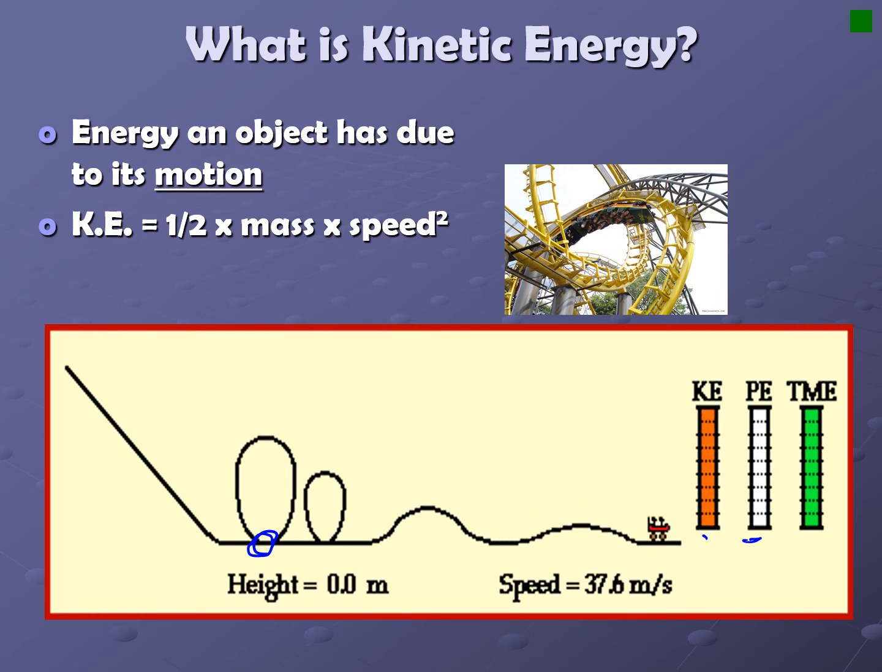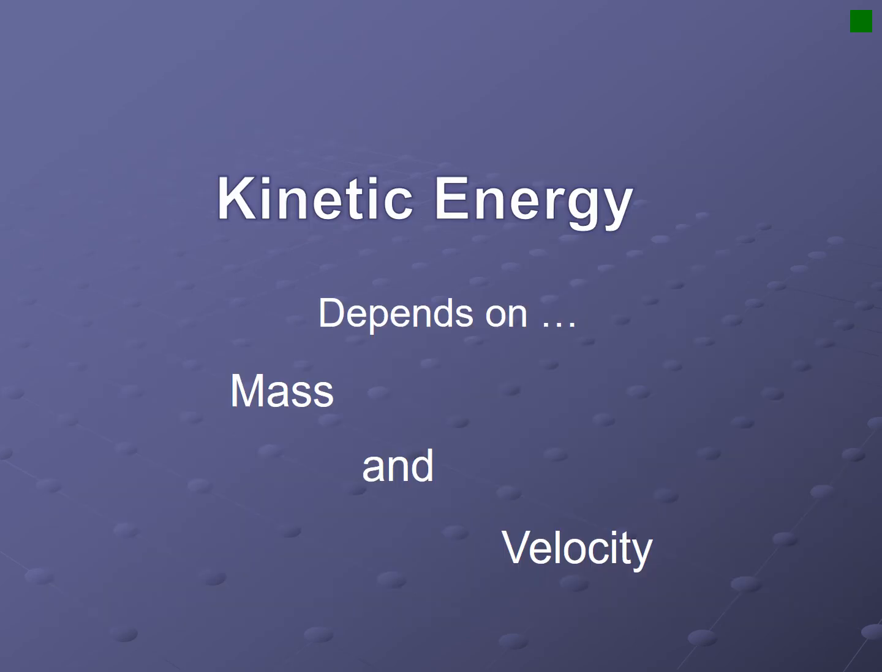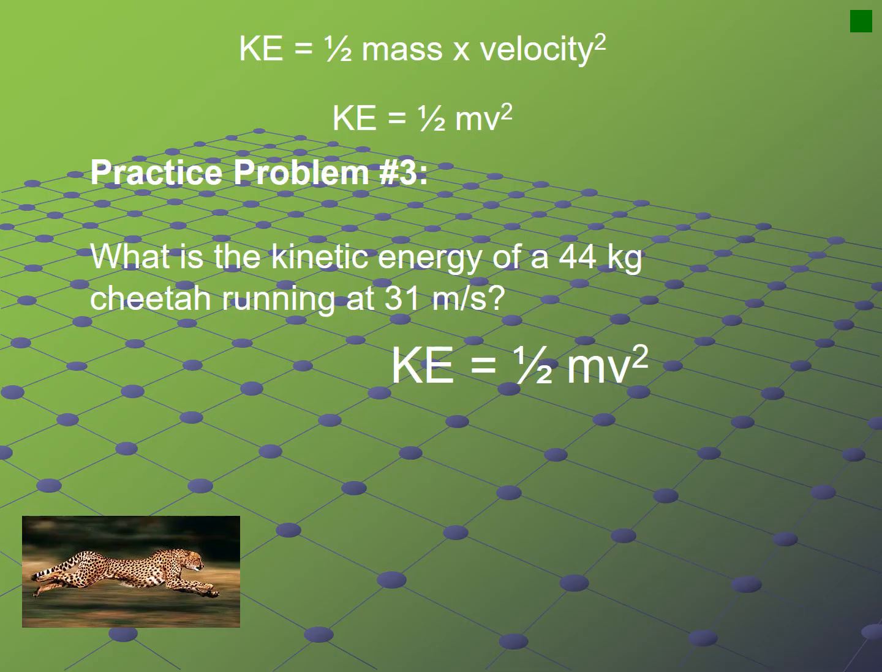All right, so let's do this kinetic energy equation. Kinetic energy, because of its variables, deals with both mass and velocity. Both of them will affect it. If I change its mass, then I change its kinetic energy. If I change its velocity or speed, I am also changing its kinetic energy. All right, so here's the first problem. What is the kinetic energy of a 44 kilogram cheetah that is running at 31 meters per second?